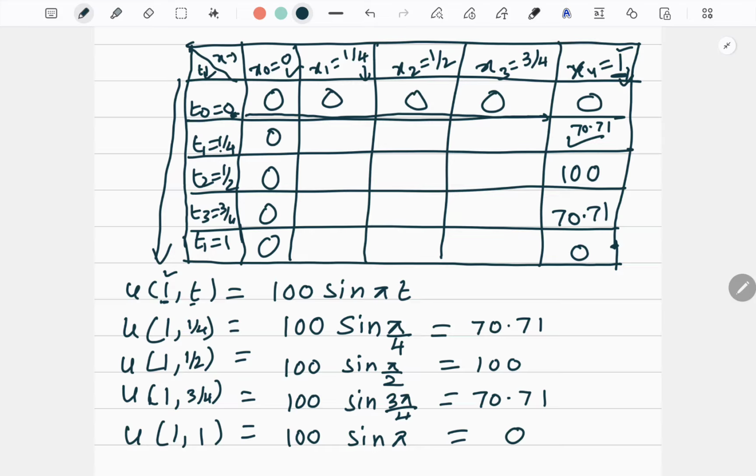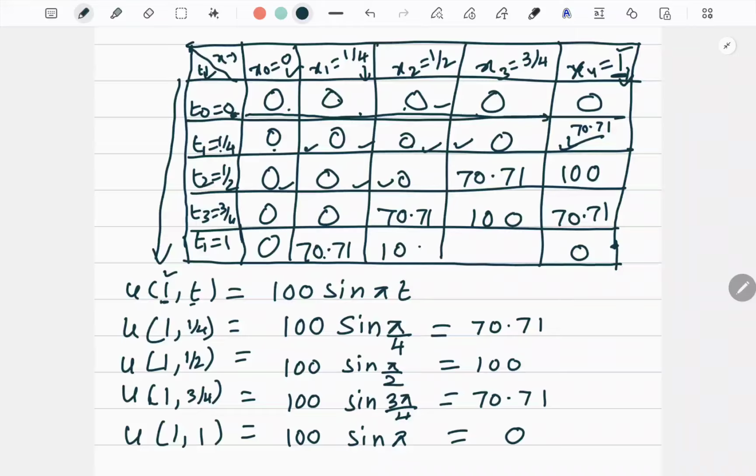Now after this, you know how I will fill this box. 0 plus 0 upon 2, 0. Now this box, 0 plus 0 minus 0 is 0. 0 plus 0 minus 0 is 0. 0 plus 70.71 minus 0 is 70.71. Next, 0 plus 0 minus 0 is 0. 0 plus 70.71 minus 0 is this, and this will be 100. Same way, this will become 70.71. This will become 100. And this will become 70.71 plus 70.71 minus 70.71.